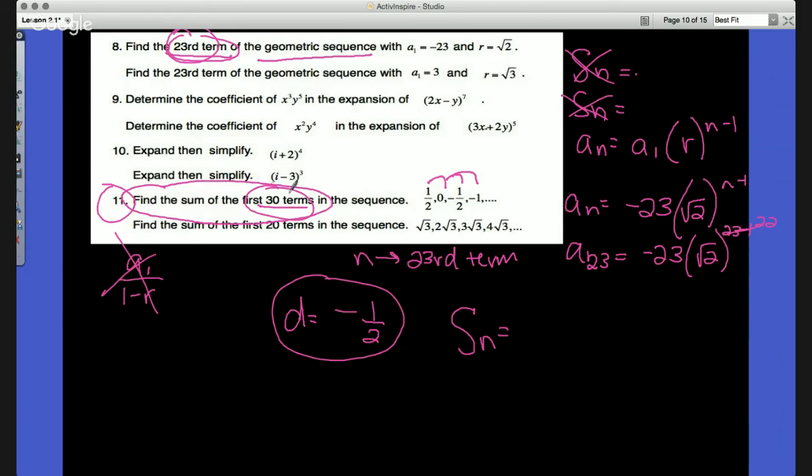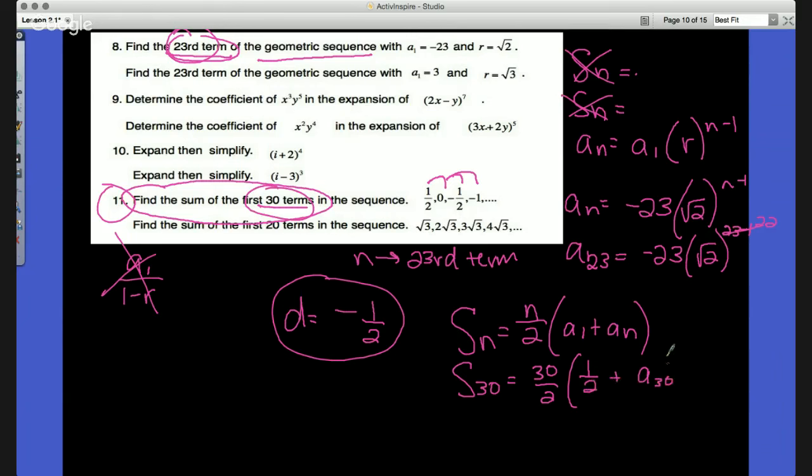Because of that, since we're finding the sum, we're going to use our S of n equals n over 2 times a of 1 plus a of n. Now, what is n again? n is 30. So S of 30 equals 30 over 2. And a of 1 is 1/2, so we're going to plug that in. And a of 30 is the last term, and that's a little different because we don't actually know what a of 30 is.